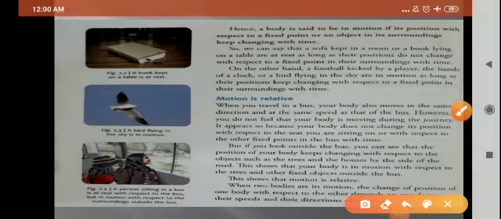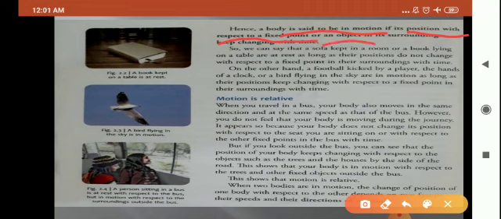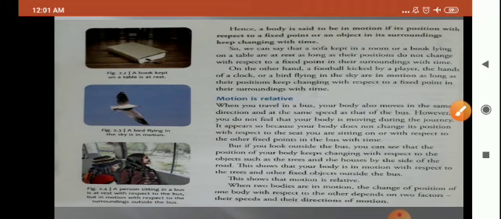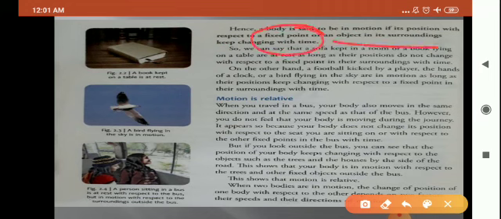So, what is the definition for motion? A body is said to be in motion if its position with respect to a fixed point or an object in its surrounding keeps changing with time. If the position of the object with respect to a fixed point or an object in its surrounding keeps changing with time, then that object is said to be in motion.